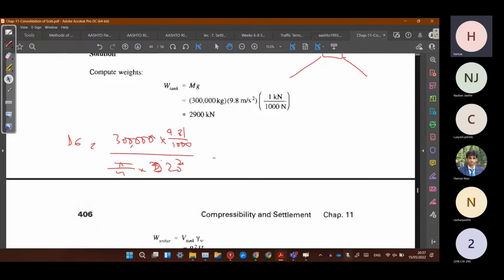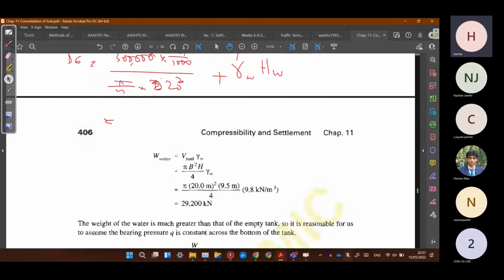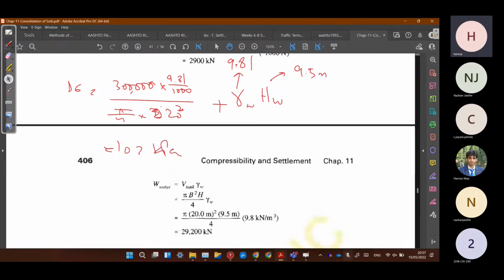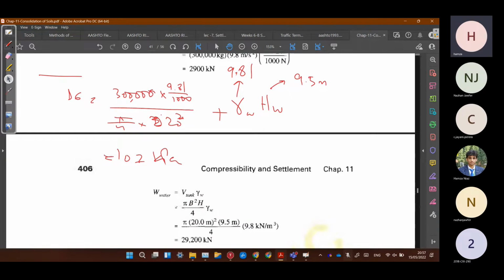This is the empty weight of the footing or the steel cylinder, and in this cylinder water will also be placed. So we also have to account for the weight of the water. The weight of water would be gamma water times height of water. Gamma water in kilonewtons is 9.81, and the height of water they have provided is 9.5 meters. Simply multiply and get this delta sigma value as approximately 102 kilopascals. No need to do all these things they have written. Simply use this formula and calculate the delta sigma value.